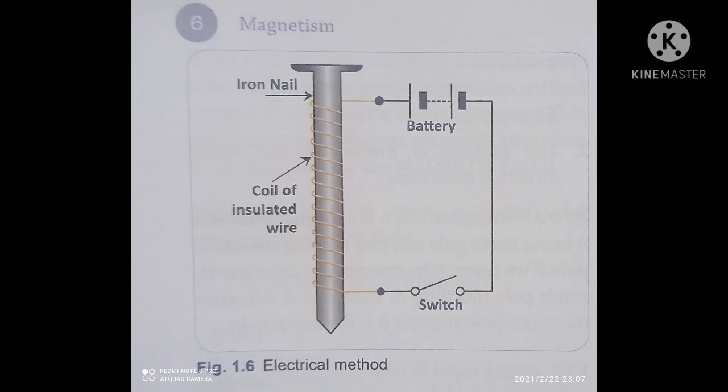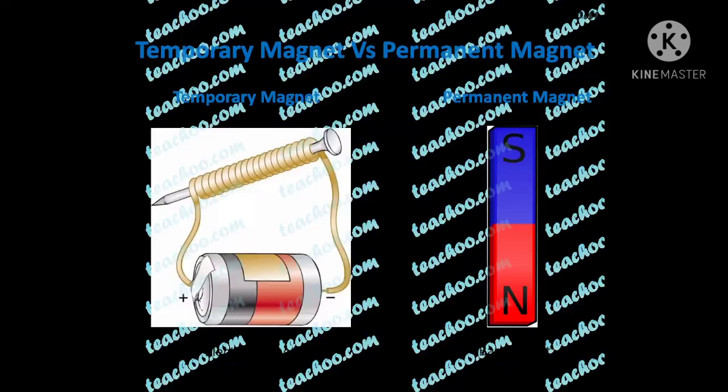Electrical method. When current is passed through a copper wire, the wire behaves as a magnet. When the switch is closed, current passes through the wire and the iron nail is magnetized. When current is stopped, magnetic property disappears.